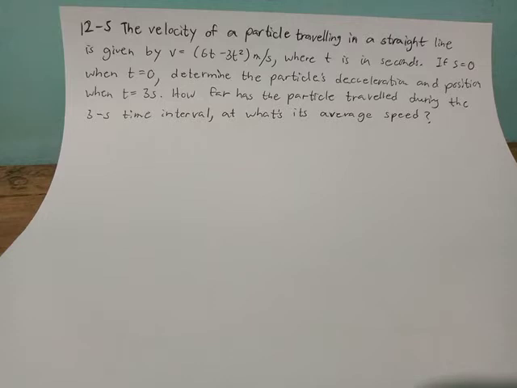So this is 12.5. So the velocity of a particle traveling in a straight line is given by v is equal to 6t minus 3t squared meter per second, where t is in seconds. If s is equal to 0 when t is equal to 0, determine the particle's deceleration and position when t is equal to 3 seconds. And then, how far has the particle traveled during the 3-second time interval, and what's its average speed? Okay? So, let us solve this na.